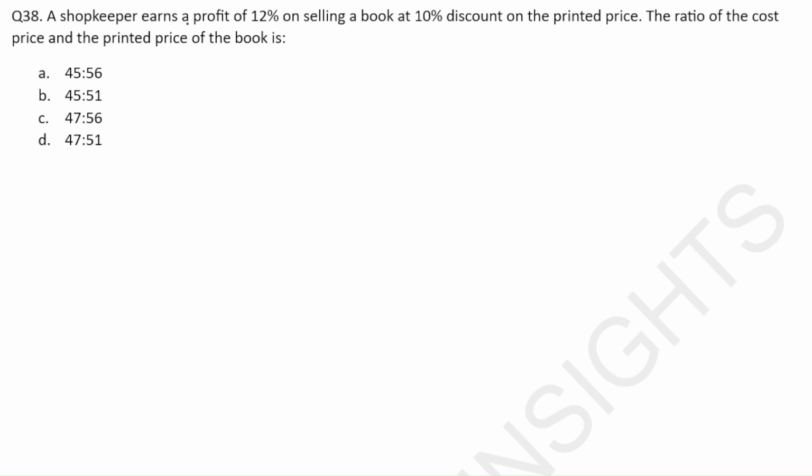So next question. In this question, just apply the same concept that we did in the previous question. A shopkeeper earns a profit of 12% on selling a book at 10% discount. So we have to find the ratio of CP and the printed price. Printed price means the mark price, okay? So profit of 12% means we're talking about SP and CP. If the cost price is 100, then to get a profit of 12%, it will be 112, right? So if you convert in the simplest form, you will get it as 25 by 28.